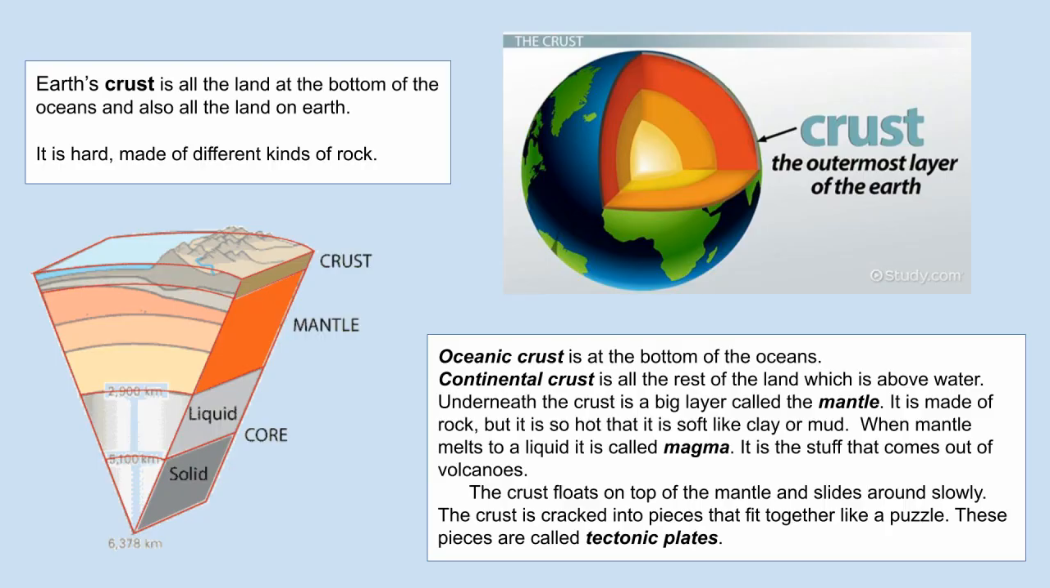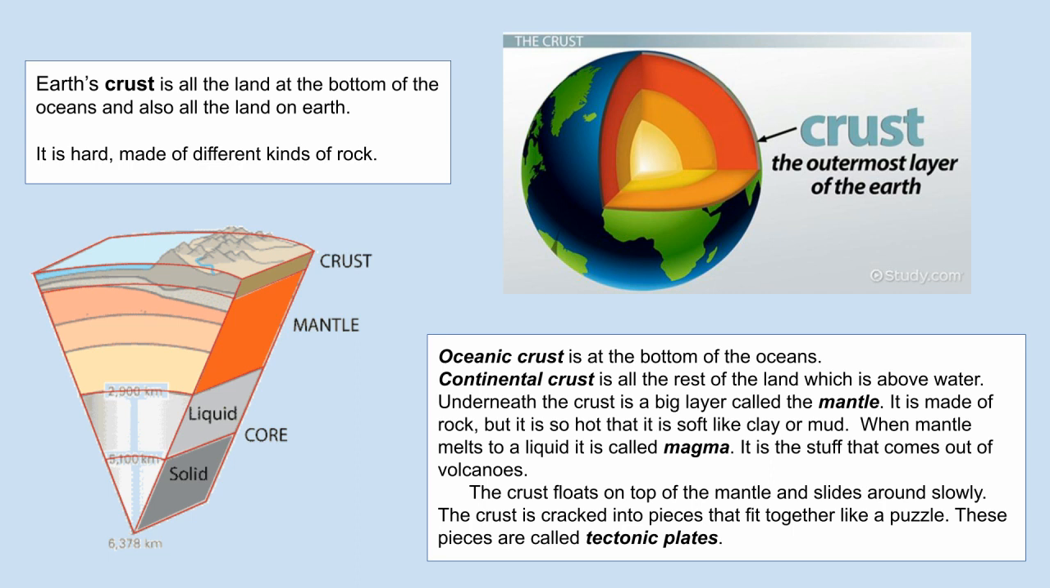Earth's crust is all the land at the bottom of the oceans and also all the land on Earth. It's hard, made of different kinds of rock. Oceanic crust is at the bottom of the oceans. Continental crust is all the rest of the land, which is above water.